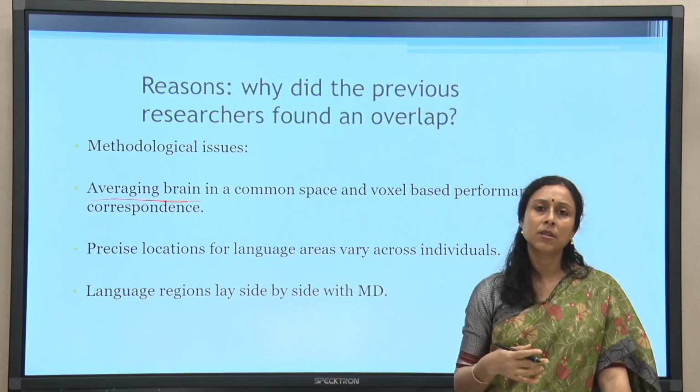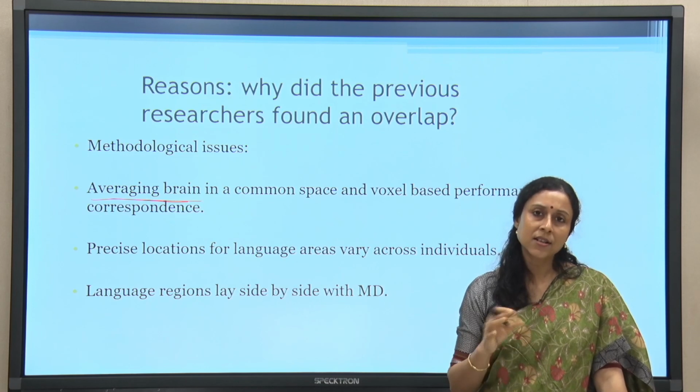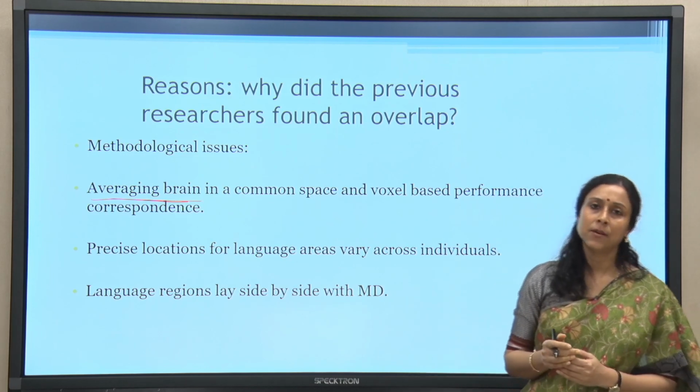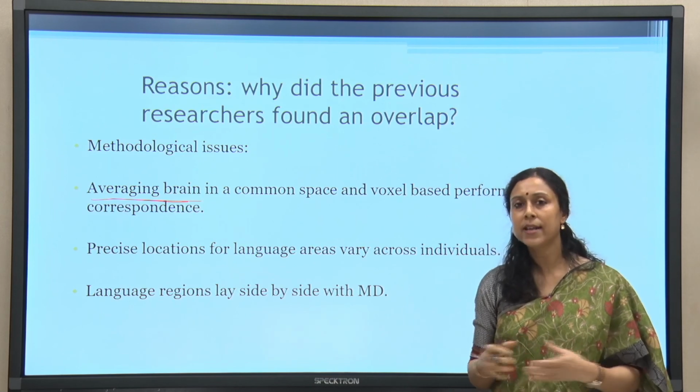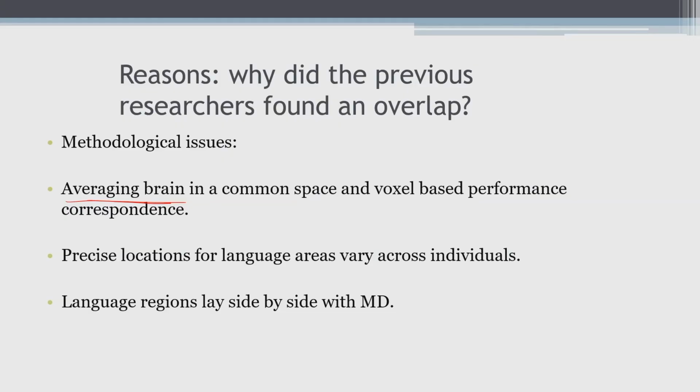Typically the problem arises because there is an averaging of brain areas in common space. So, basically we talk about the DLPFC or the MPFC and so on. This is a large area, and we average across various individuals and then find out results, but that cannot be done, because across individuals the precise location for the language area may vary. This is what they are working on. They are looking at the individual level rather than at an averaging kind of study. So, averaging brain in a common space and then voxel based performance, these are the problems that she refers to, explaining why we have the kind of results we have had.